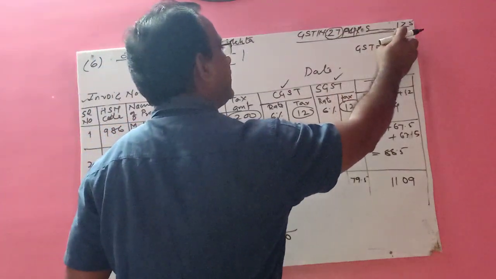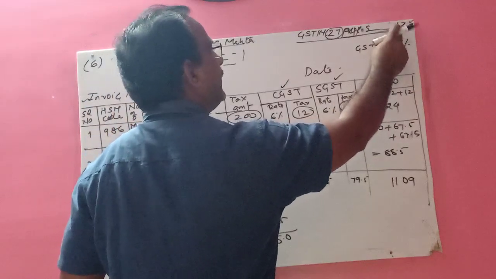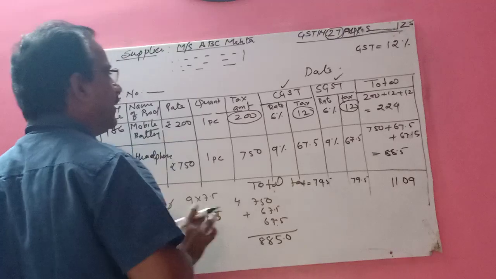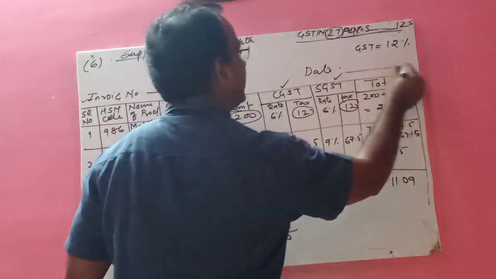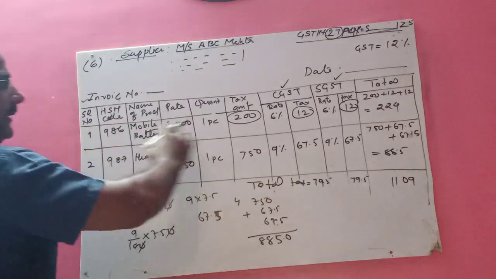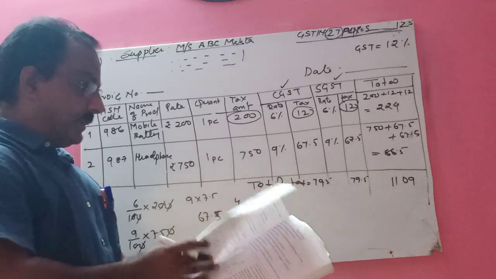Then 1 is compulsory, this company has registered one company, so 1. Then Z by default it is common. 5 is a number which is required for checking, and here you should write the date. Then make columns for serial number, HSN number. This way you should calculate your sum. So this is question number 6.